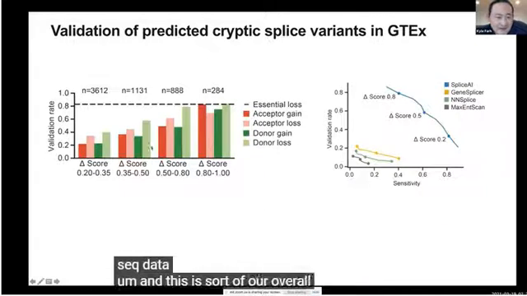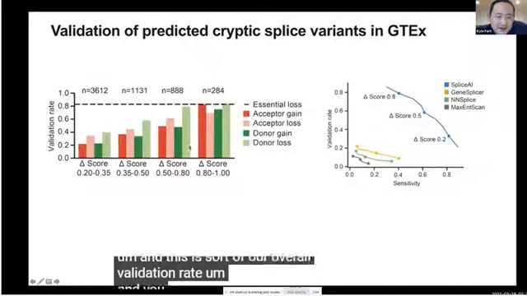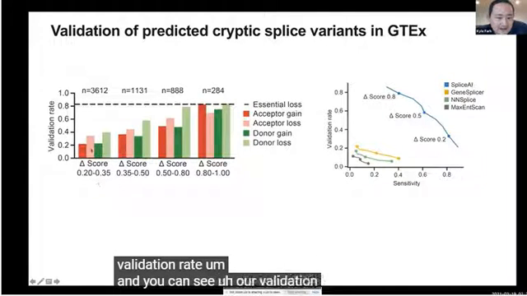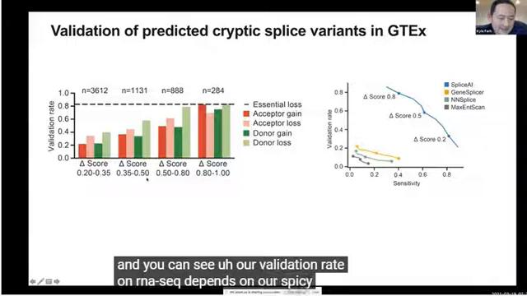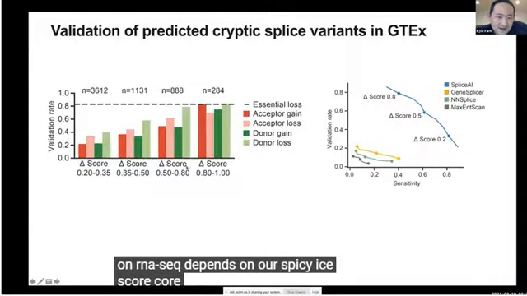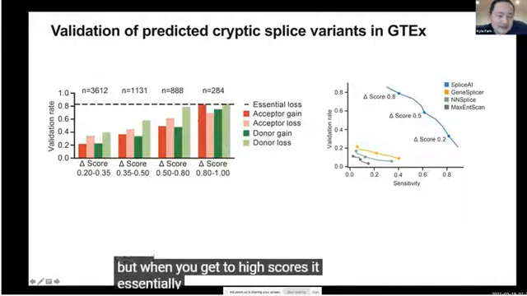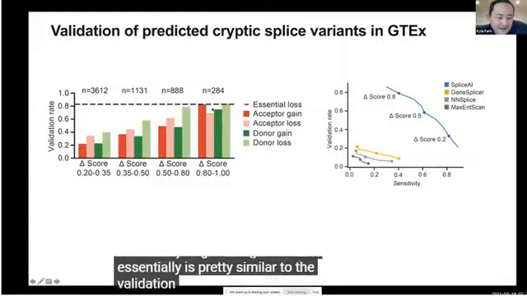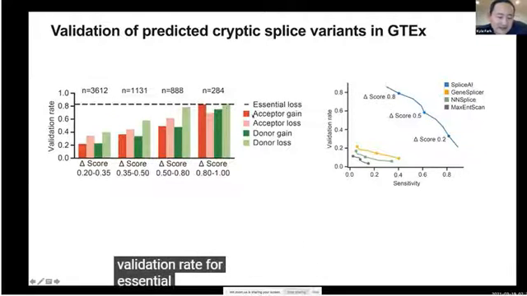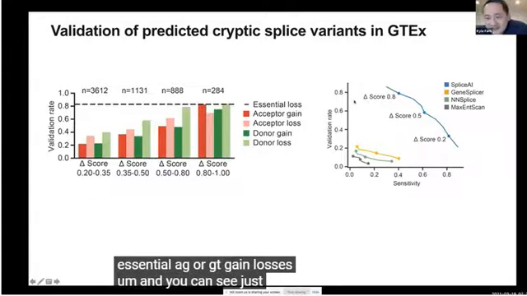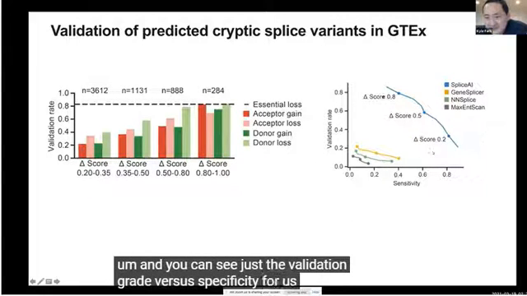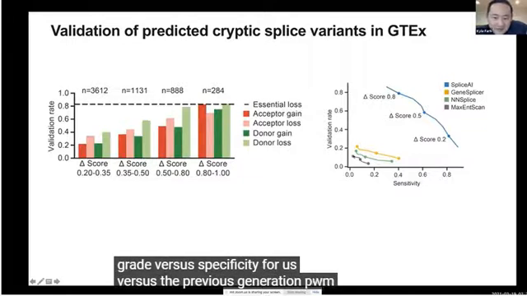And this is sort of our overall validation rate. And you can see our validation rate on RNA-seq depends on our SpliceAI score. But when you get to high scores, it essentially is pretty similar to the validation rate for essential AG or GT gain losses. And you can see just the validation rate versus specificity for us versus the previous generation PWM methods.